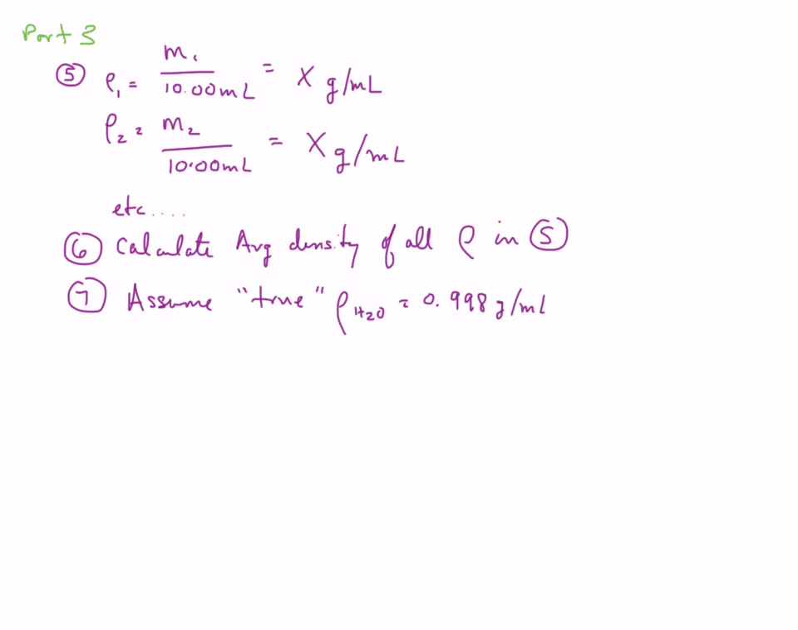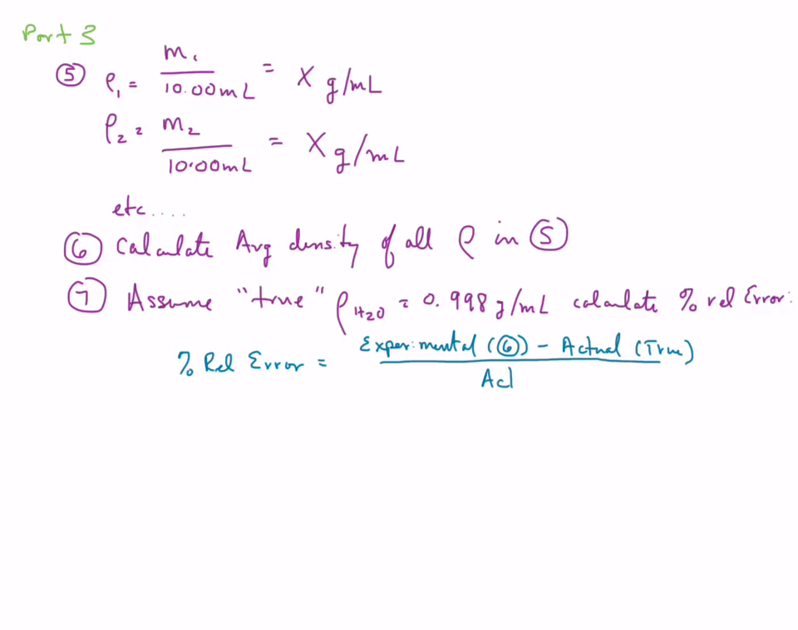Calculation 7 feels a little weird to me because we're actually trying to get a really close density of water based upon the temperature of the room. But here I'm like, all right, assume that the density of the water, the true value, aside from what the current temperature is, is 0.998 grams per milliliter. All right, we can do that. And then we're going to use that value in calculation 7 to come up with a percent relative error. We kind of talked about this in class a little bit.